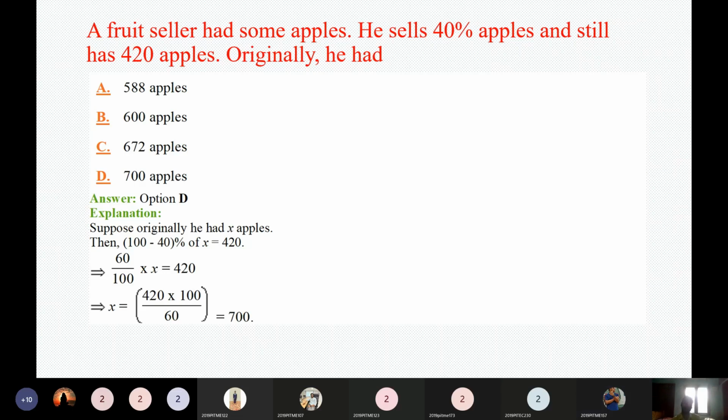So he had 700 apples and sold 40%. You know 40% is 280. So subtract that 280, and now he has 420 apples. After selling 40%, he had 420 apples. We initially had 700 apples. Now the answer is correct. So option D is correct.